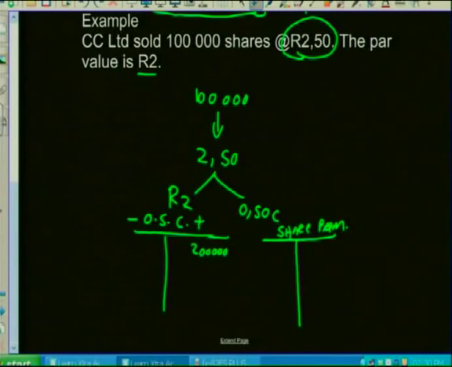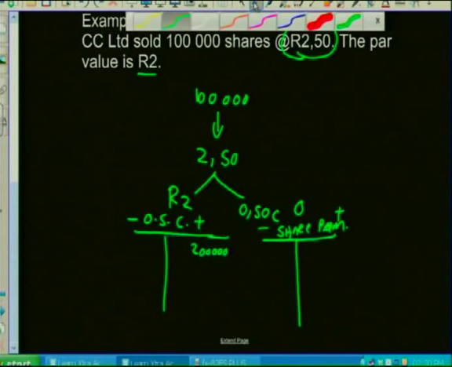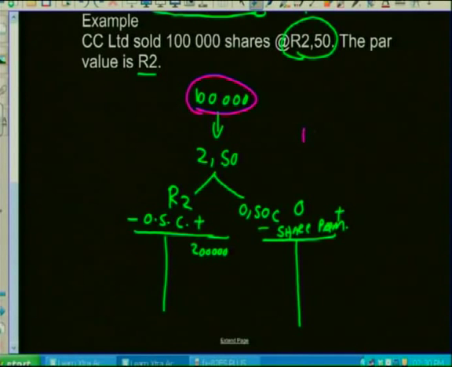Share premium, also owner's equity, plus. If we calculate our premium, let's just change that pen color again. We've got 100,000 shares sold at a premium of 50 cents, so times that by 50 cents. So we received an additional 50,000 Rand. We are going to show this 50,000 Rand, like I just explained, in the account called share premium.